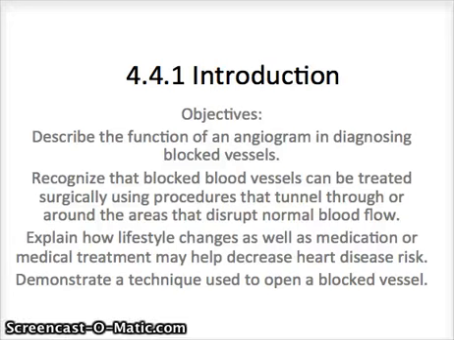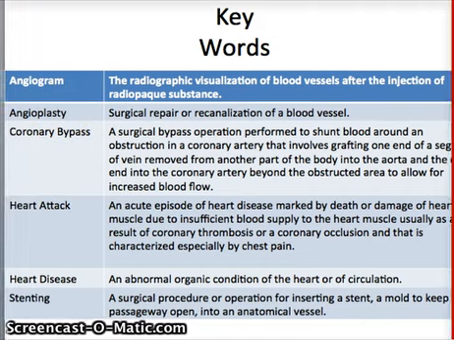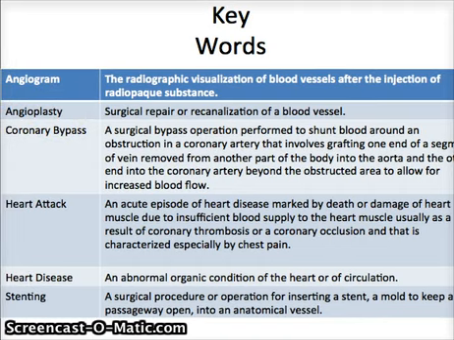All right, in 441, now we found out that cholesterol blocks the blood vessels. So what can we do to fix that? We're going to look at three different procedures that you can use to fix those blocked blood vessels. And the procedures are here. We're going to look at coronary bypass, heart stenting, and angioplasty, but we're also going to look at angiograms.